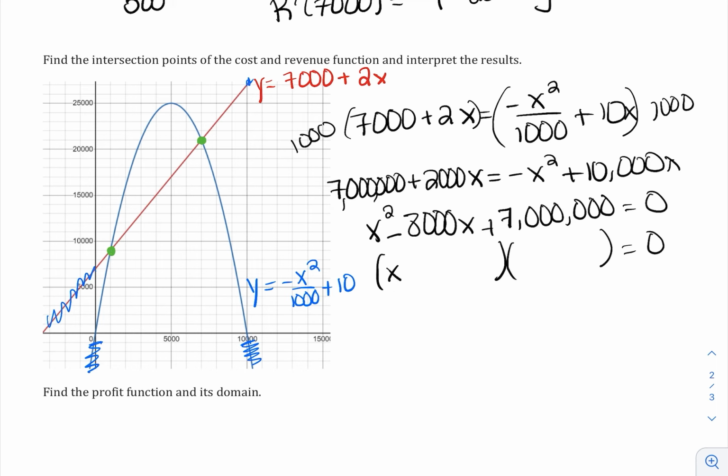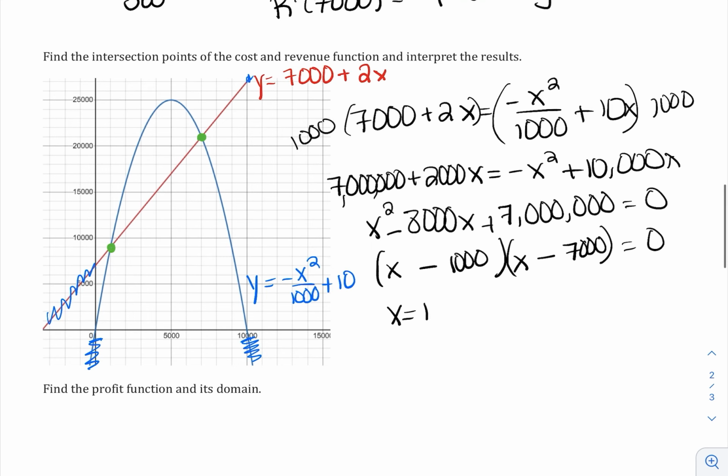This is going to be x, this is going to be x, and this is going to be 1,000, and this is going to be 7,000. And you can see that that will give you 6 zeros at the end for 7 million. So these are both minus, so at the end is positive and the middle is minus. So this will give me x is 1,000 and x is 7,000.